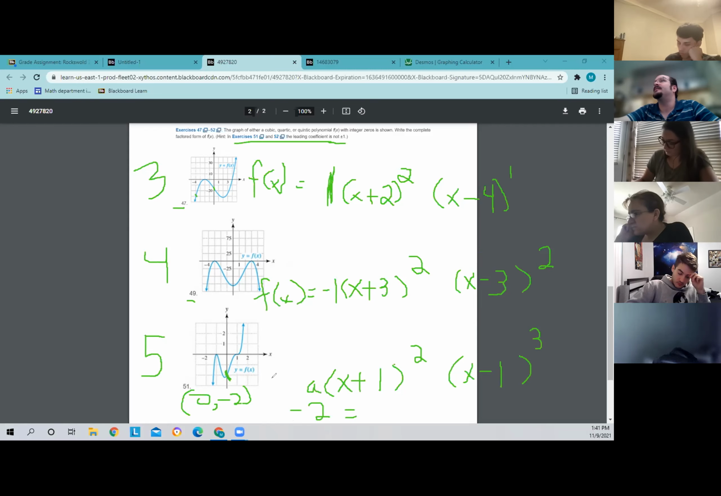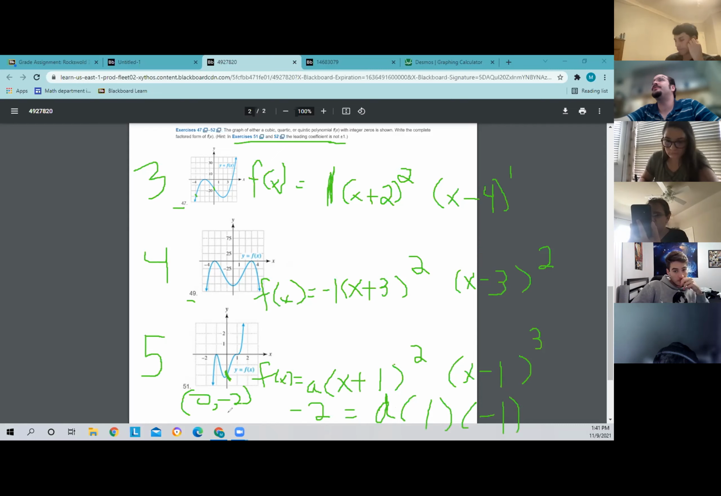Ooh, I forgot my a here. And I get an a, and I get 0 plus 1 squared. That's going to give me a 1. And I get 0 minus 1, and I cube it. That's going to give me a minus 1. So what I end up getting, I think, is a positive 2 is going to be my final solution here. So I believe I'm getting a 2 for my a.